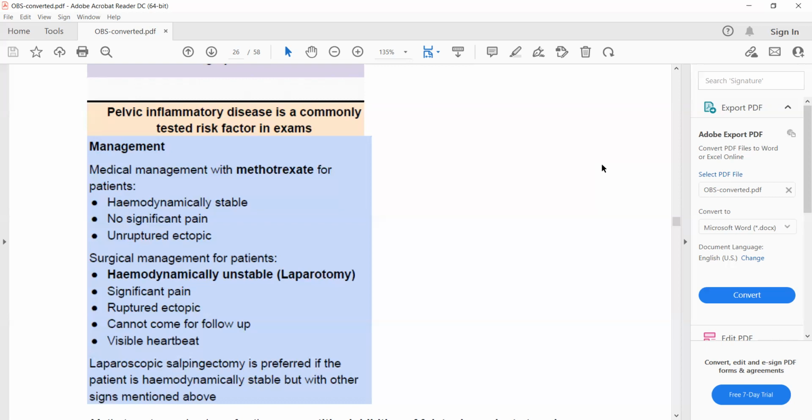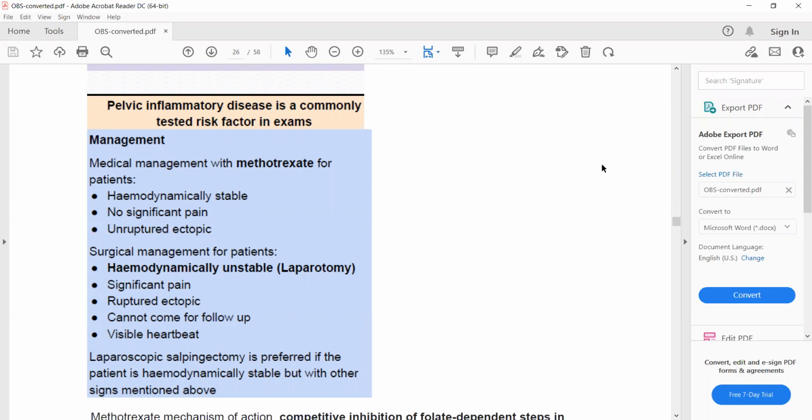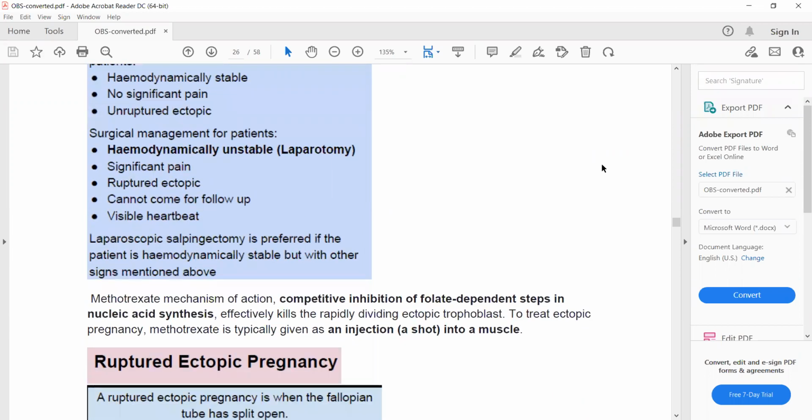So for a hemodynamically unstable patient, laparotomy. For a hemodynamically stable patient, we have two options, either medical management or laparoscopic removal of the ectopic pregnancy. So a hemodynamically stable patient with no symptoms is managed with methotrexate, and a hemodynamically stable patient with significant pain will be managed through laparoscopic salpingectomy.